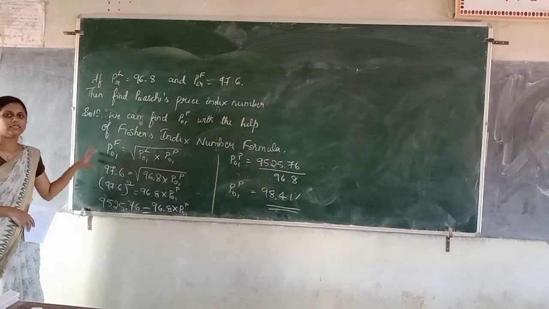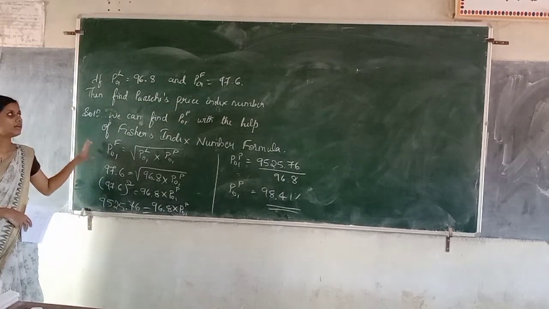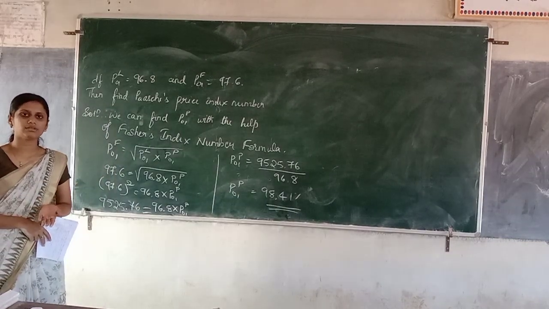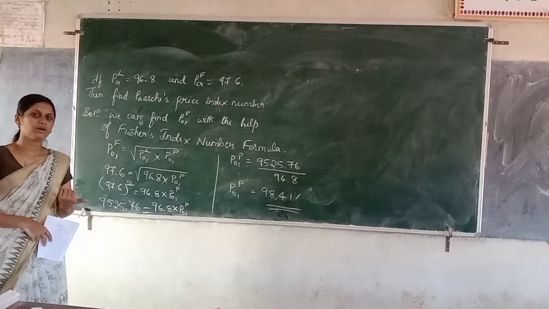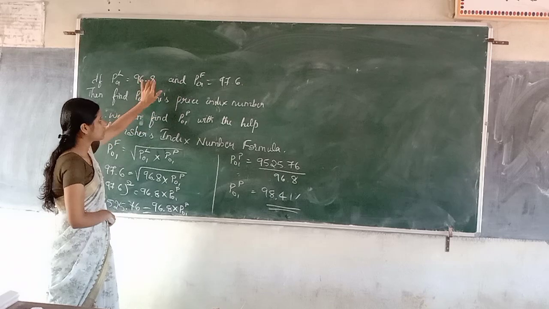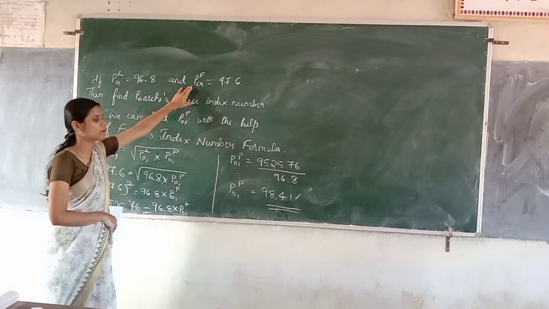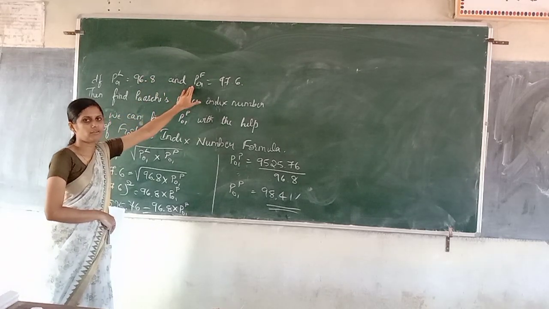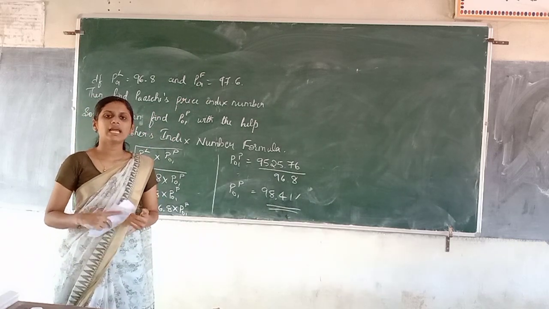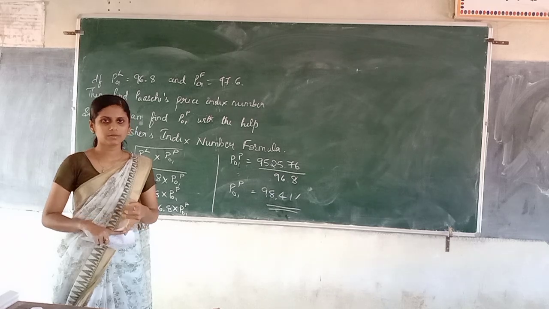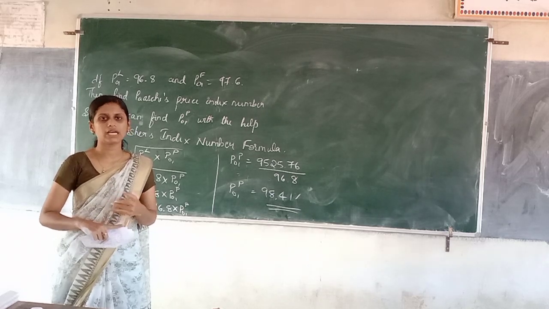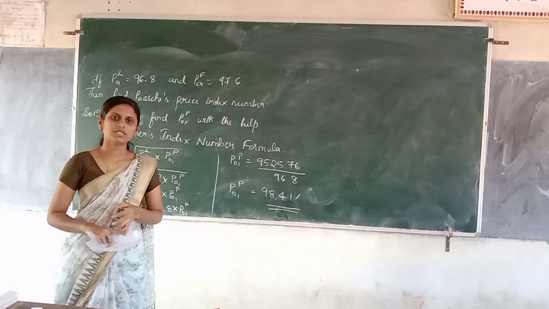So like this we have to calculate whenever two index numbers are given and one you have to calculate. Either they will give the Dorbish-Bowley index number or Fisher's index number, and you can easily calculate last year's or past year's index number from the Dorbish-Bowley and Fisher's price index number formulas. You know that the Dorbish-Bowley price index number is the arithmetic mean of last year's price index number and past year's price index number, whereas Fisher's index number is the geometric mean of last year's price index number and past year's price index number.